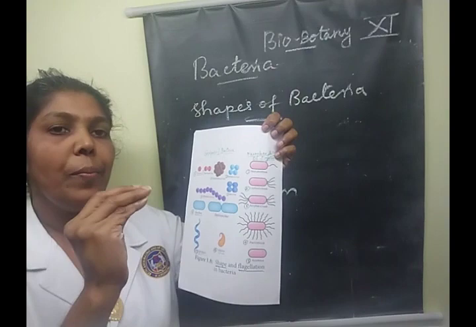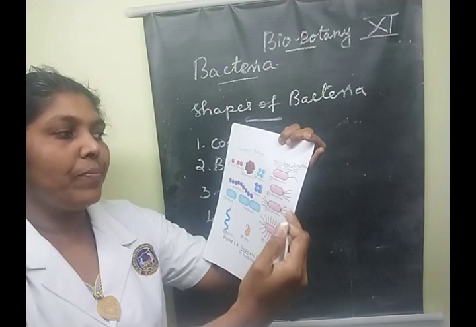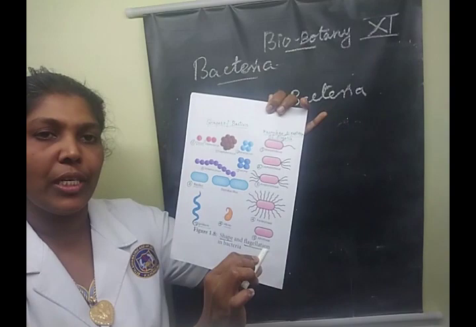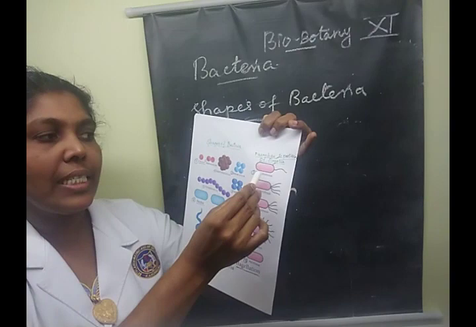Flagellation means how many flagella are present and in which positions they occur. They come under five types. What is the type of flagella? Monotrichous, lophotrichous, amphitrichous, peritrichous, and atrichous. Monotrichous means only a single flagellum is present on only one side. That type is called monotrichous.